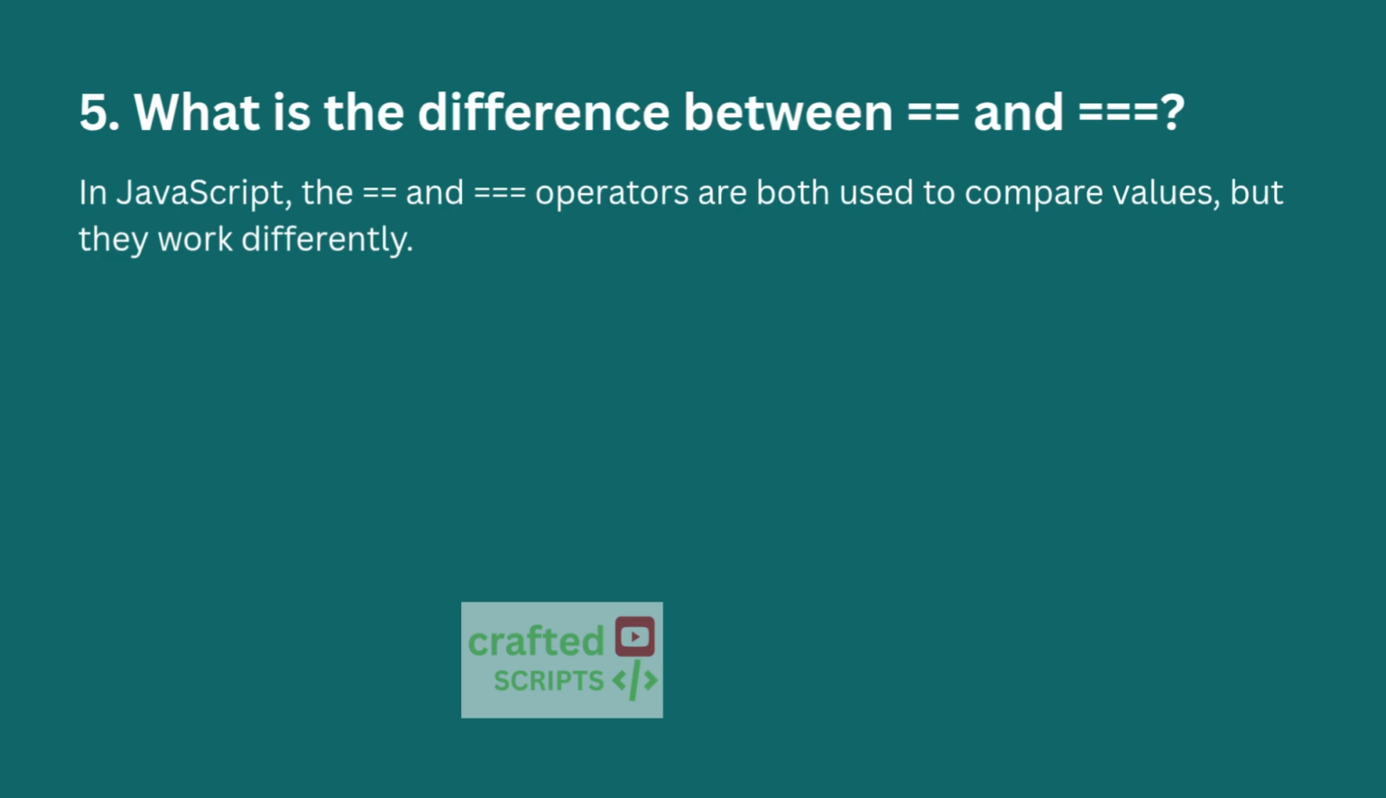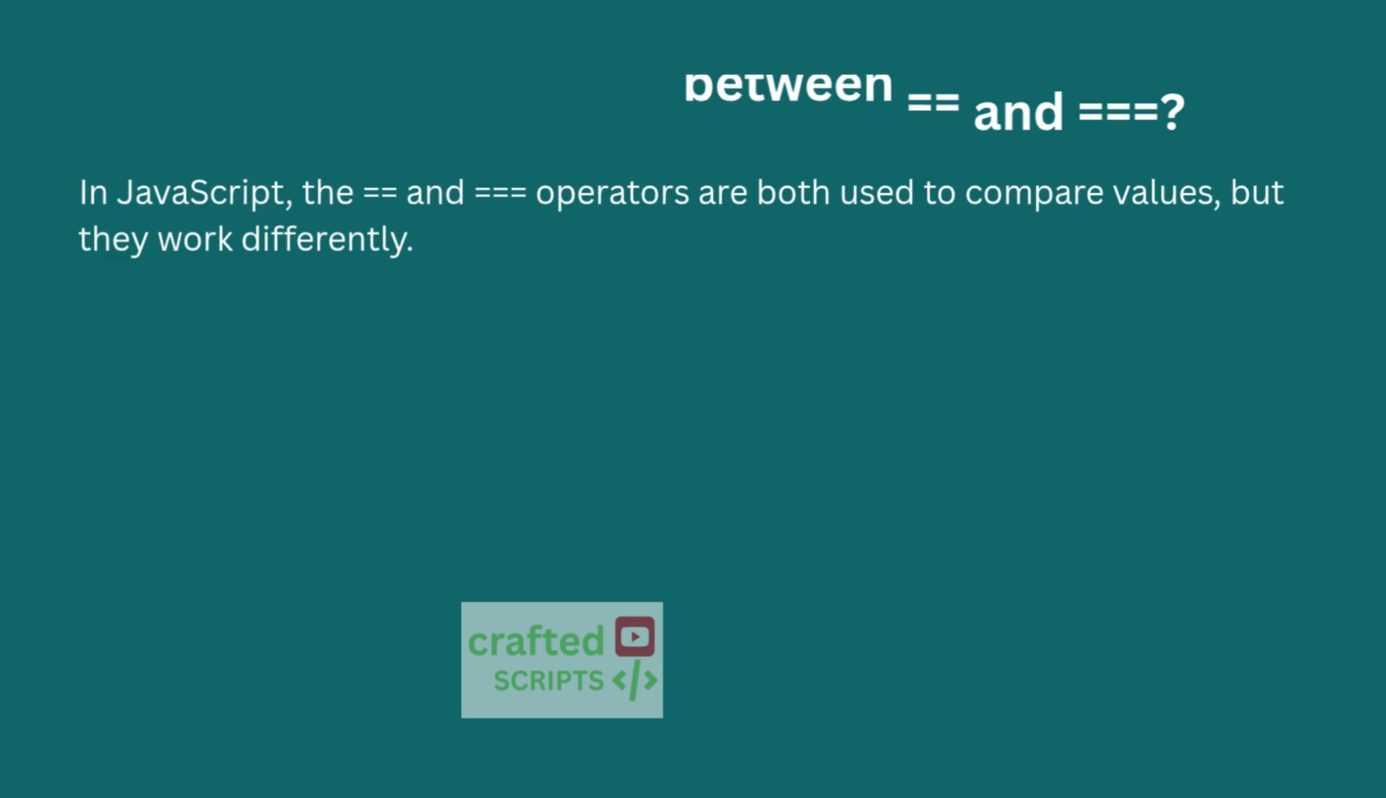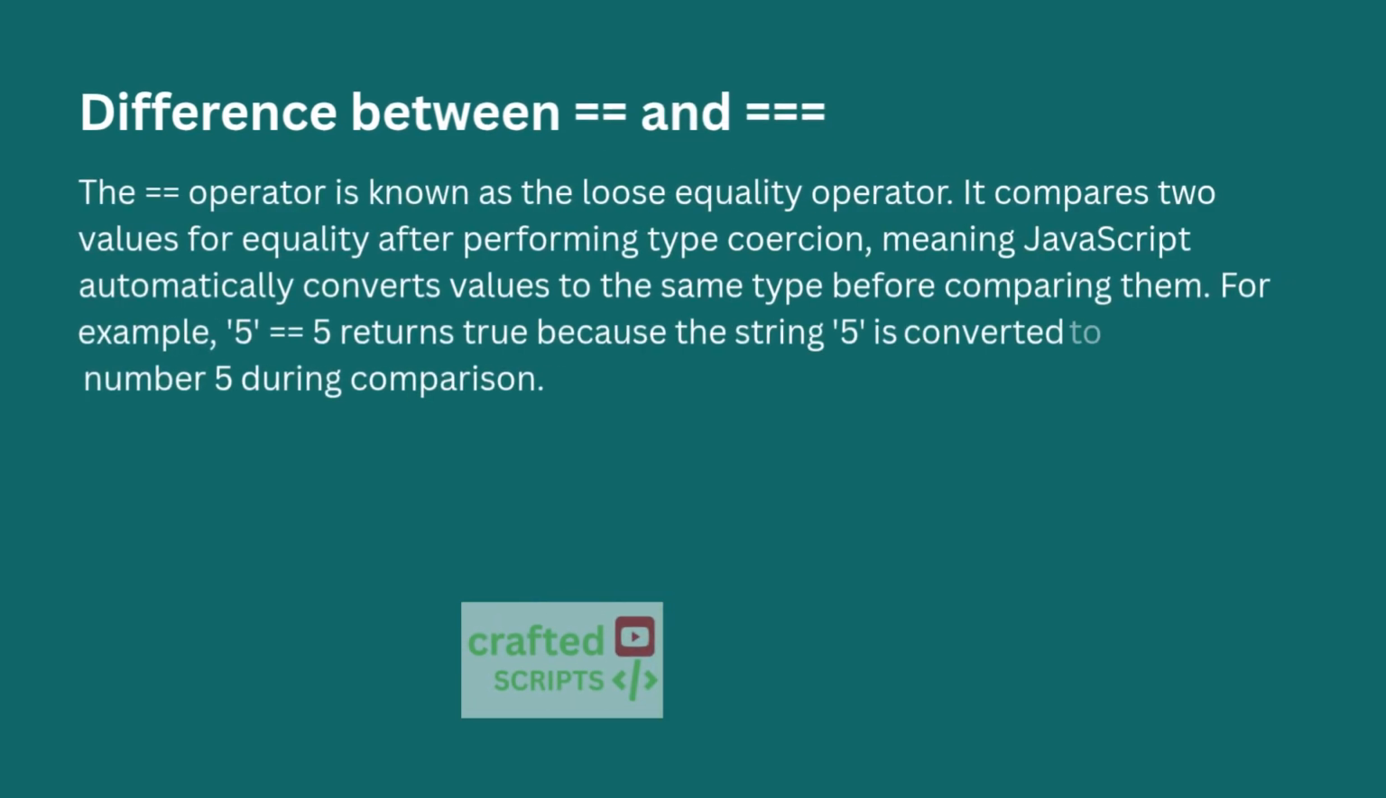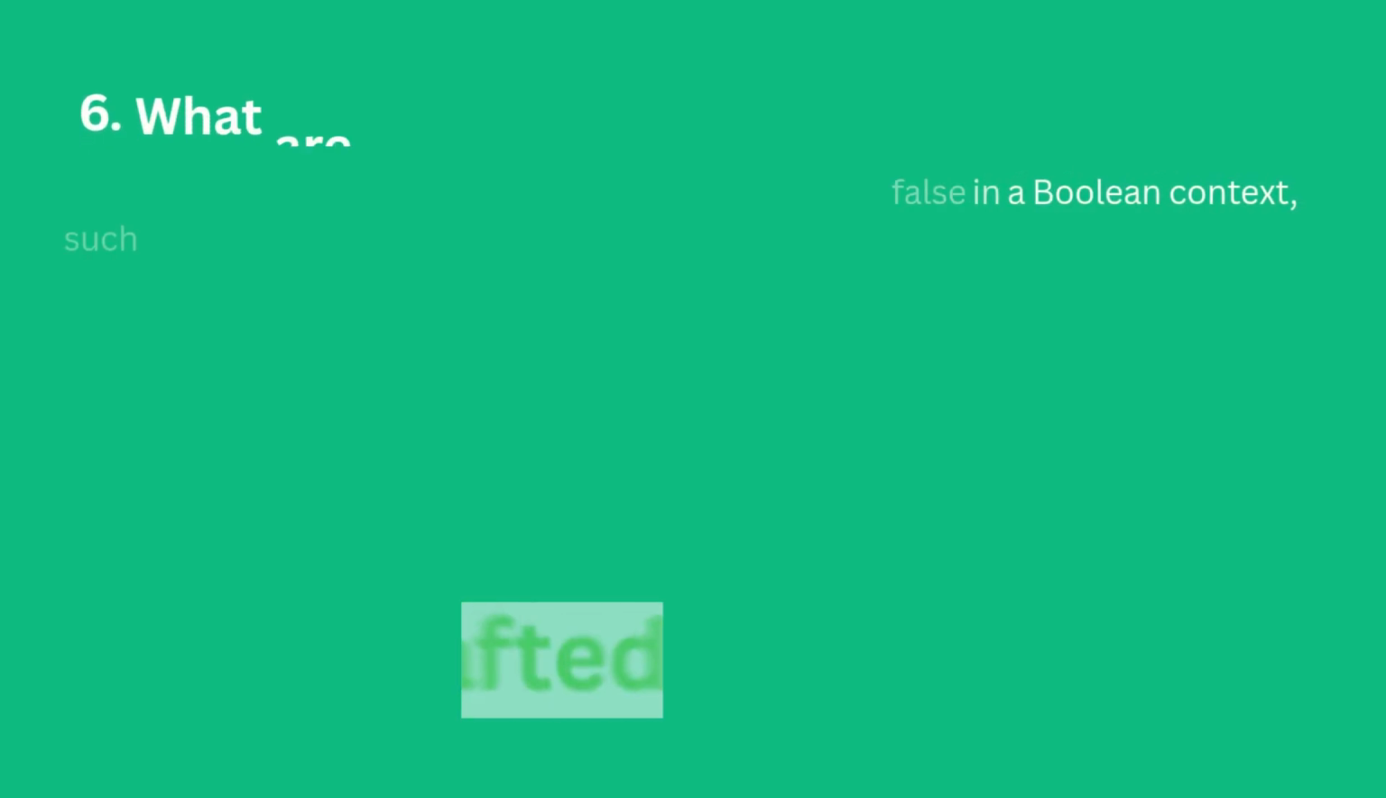In JavaScript, the == and === operators are both used to compare values, but they work differently. The == operator is known as the loose equality operator. It compares two values for equality after performing type coercion, meaning JavaScript automatically converts values to the same type before comparing them. For example, string "5" == number 5 returns true because the string "5" is converted to the number 5 during comparison.